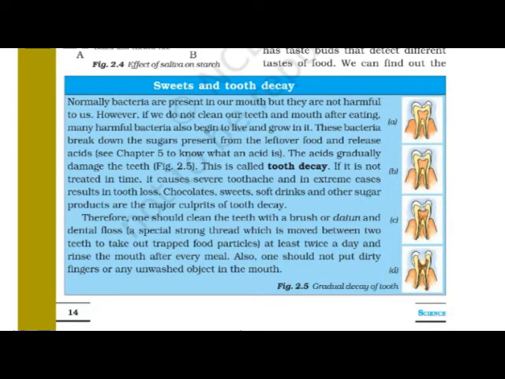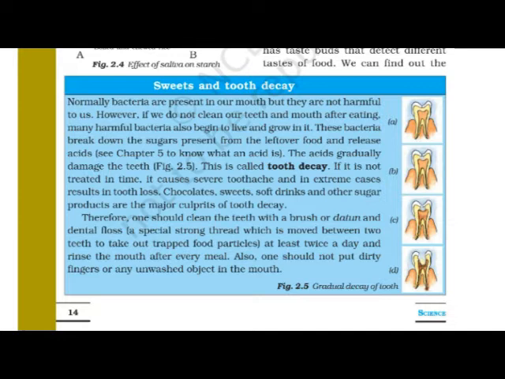And we can find out the position of the taste buds by the activity which is given on the next page, activity number 2.4. Before that, let me see on page number 14, they have given a very interesting little point, which is most important for us, mostly for those who like to eat sweets. So on page number 14 you can see the point, sweets and tooth decay.